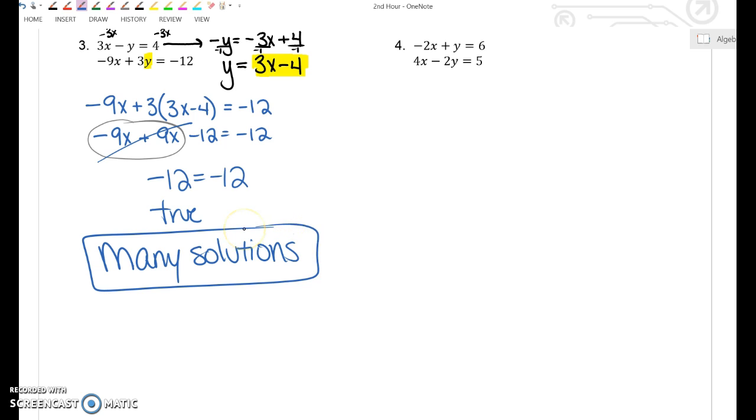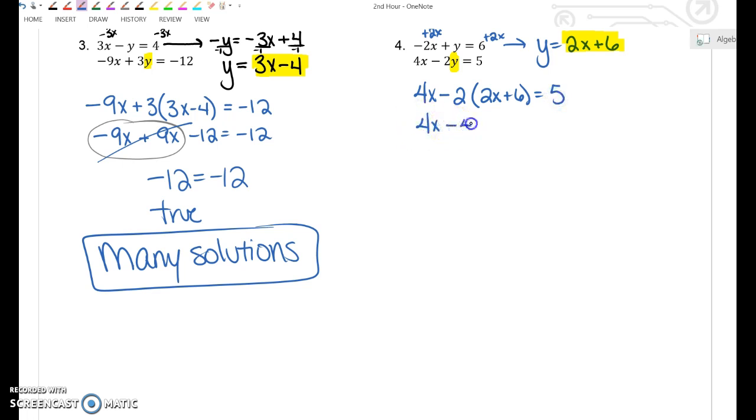All right, I'd like you to start number 4 on your own, and then we'll talk about what your answer might mean. Okay, so I'm going to add 2x to both sides. That will give me y equals 2x plus 6. Now the 2x plus 6 is going to get put in place of the y. So 4x minus 2 instead of the y, 2x plus 6 in parentheses equals 5.